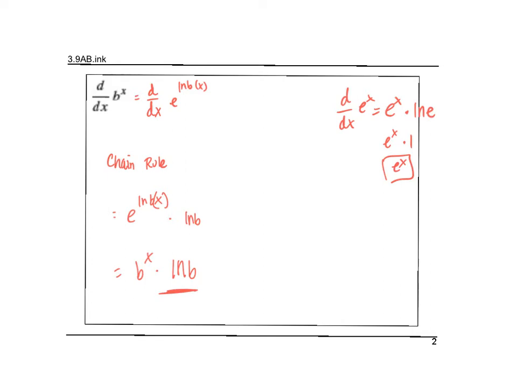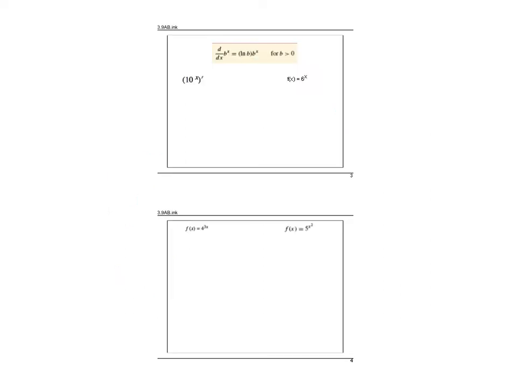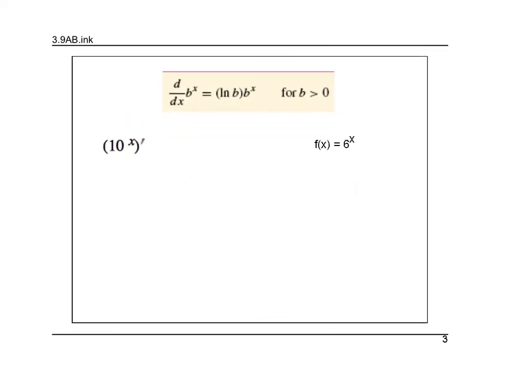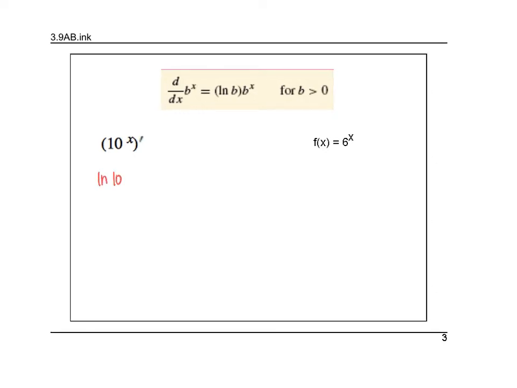So you don't have to prove it ever again. I just wanted to show you that this rule exists. Now we can just apply it. So the derivative of b to the x equals ln b times b to the x for all b's greater than 0. So if we wanted to derive 10 to the x right away, our answer would just become ln 10 times 10 to the x. And if we wanted to derive 6 to the x, we would have ln 6 times 6 to the x.